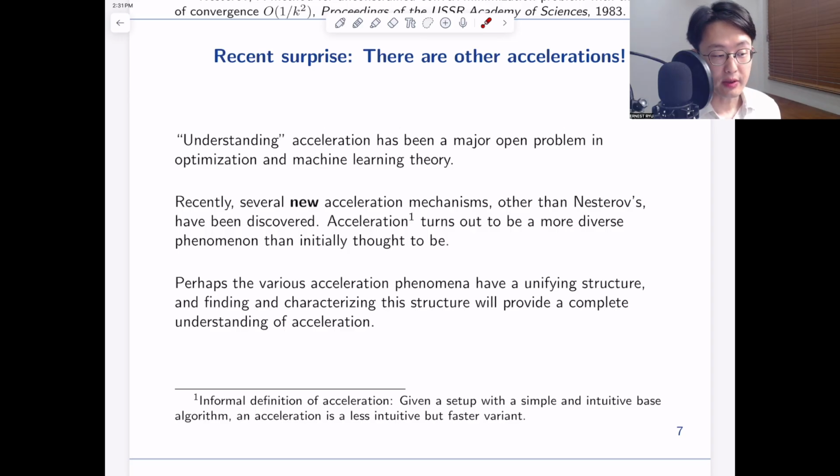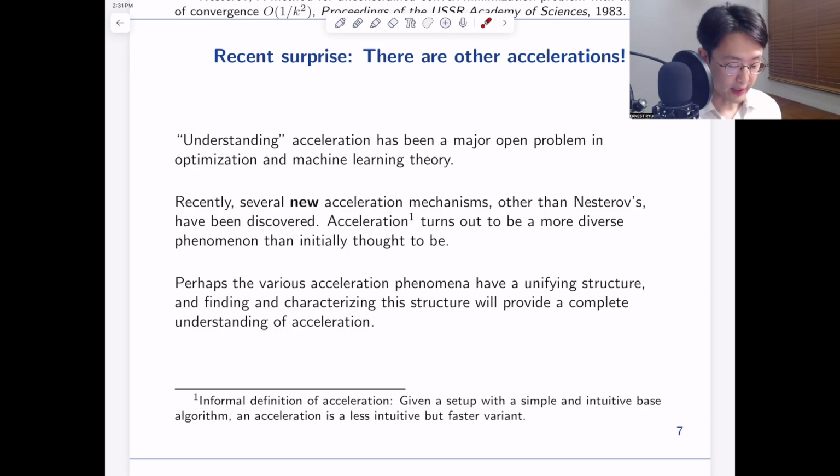However, interestingly, there has been a breakthrough in this area. And the breakthrough is that recently several new acceleration mechanisms, distinct from Nesterov's, have been discovered. So it turns out that acceleration is a much more diverse phenomenon than initially thought to be. Now, at this point, I should perhaps define what I mean by acceleration.